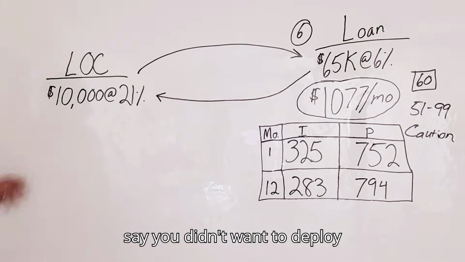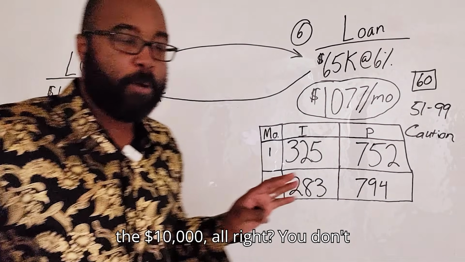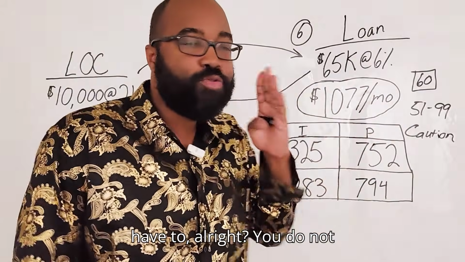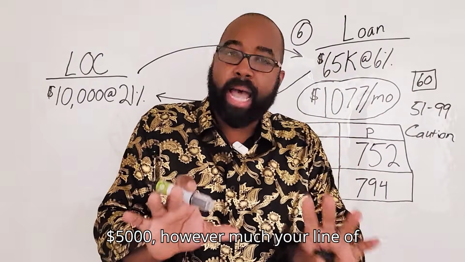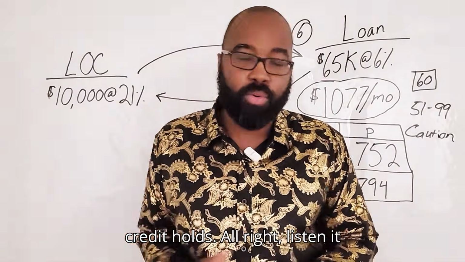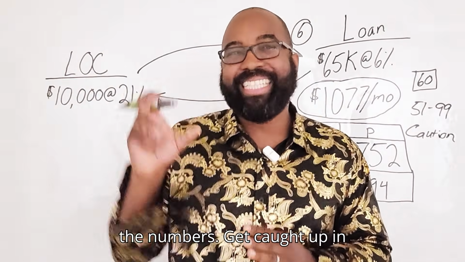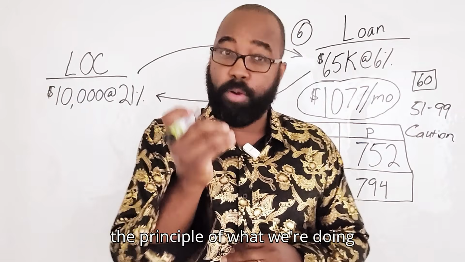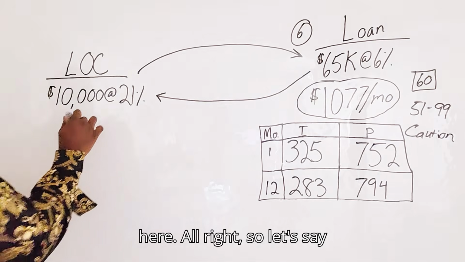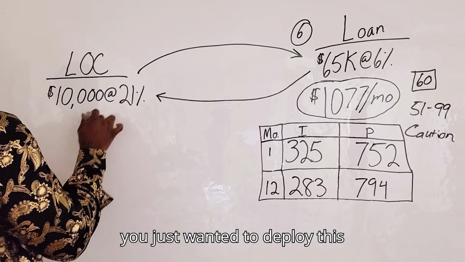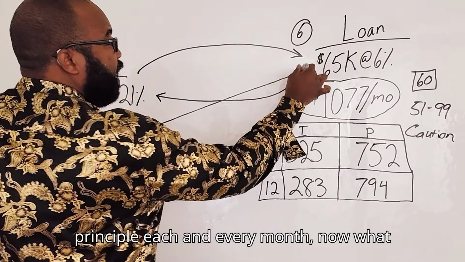So let's say you didn't want to deploy the $10,000, all right? You don't have to. You do not have to deploy the $10,000, the $5,000, however much your line of credit holds. Listen, please don't get caught up in the numbers. Get caught up in the principle of what we're doing here. So let's say you just wanted to deploy this $650 towards that principal each and every month.